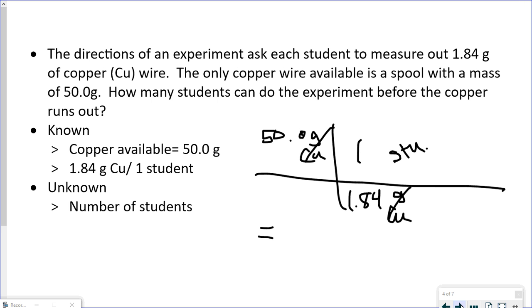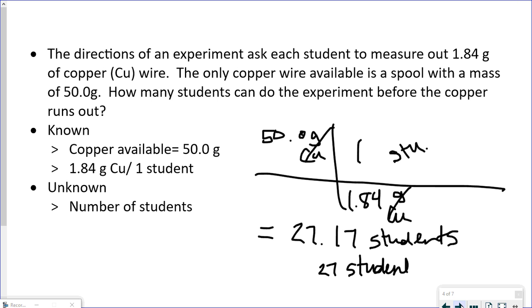So we can put that in the calculator because we were looking for a number of students. Now 50 divided by 1.84 is 27.17 students. Now sometimes use a little bit of common sense. We can't have 0.17 of a student walking around, so you can simply say 27 students as your answer. Let's look at another one.